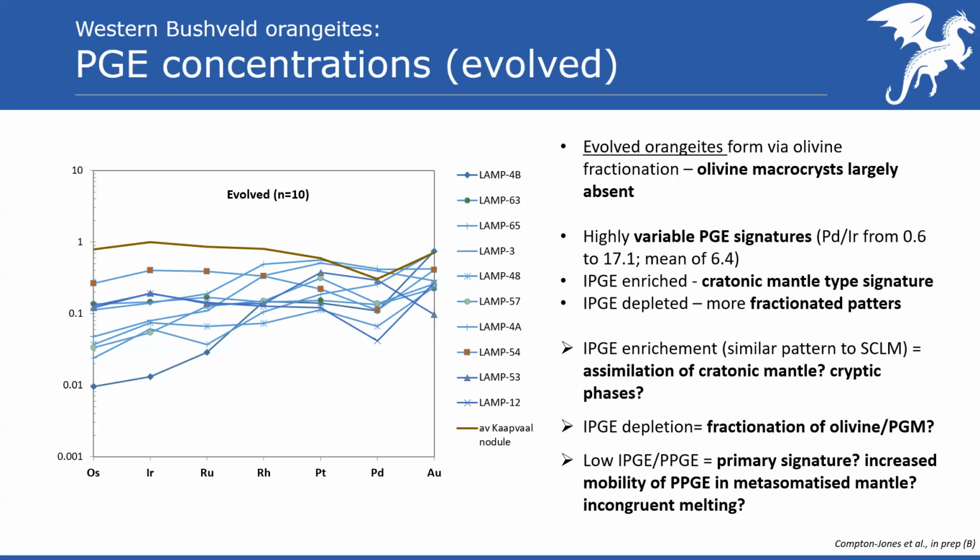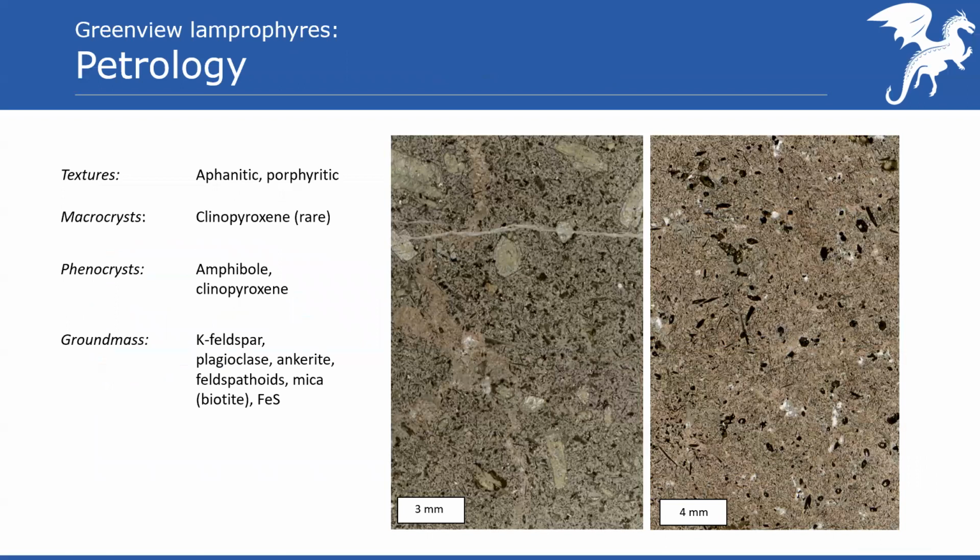Or maybe we're actually still seeing some sort of primary signature in these rocks, and it's actually representing incongruent melting of the sulfides in the mantle. So when we move on to other rocks that clearly don't contain variable proportions of lithospheric mantle, such as these lamprophyres, which are aphanitic porphyritic, so they don't contain any olivine macrocrysts, you'd maybe assume that the PGE contents of these rocks best represent the source because they're not going to have as much lithospheric mantle contamination, essentially.